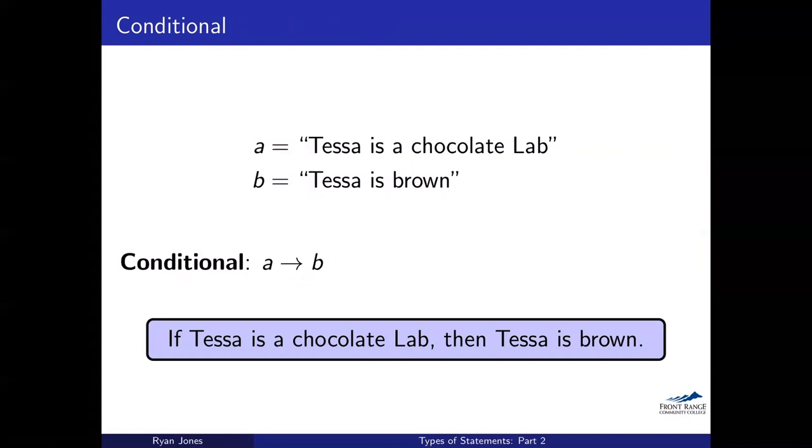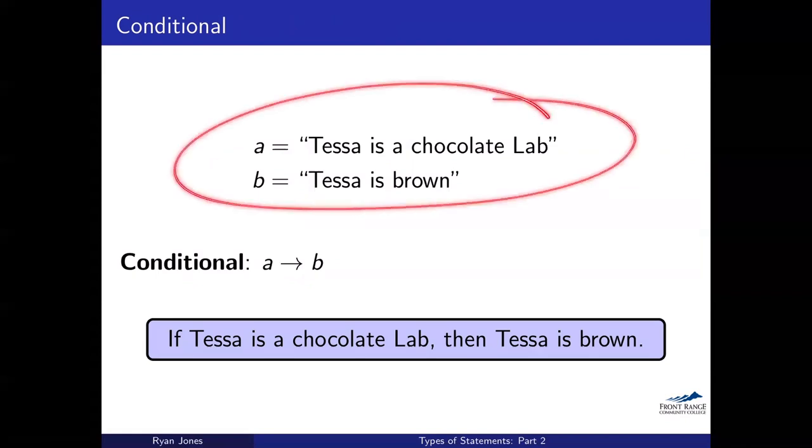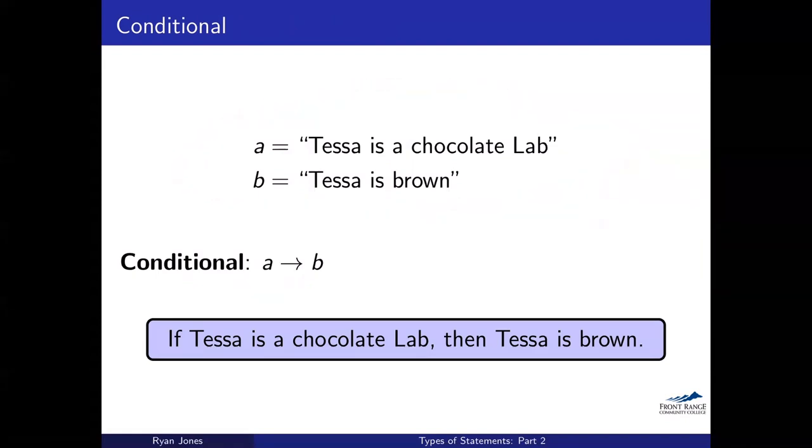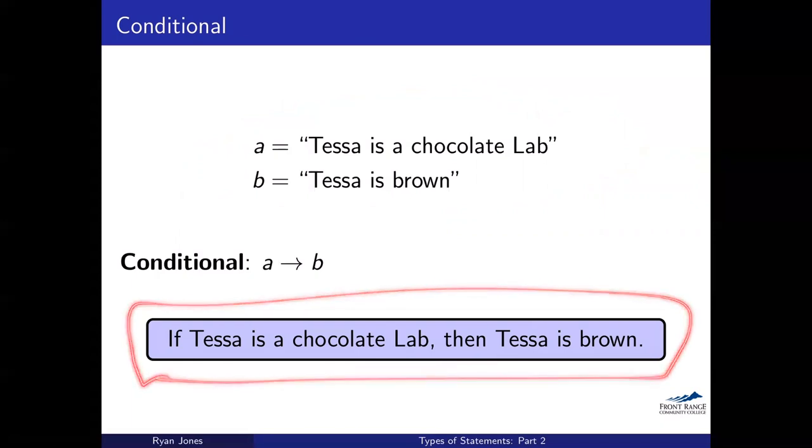If I have these statements, Tessa is a chocolate lab and Tessa is brown. That's my A and B. So if I say, hey, write down the conditional, you're going to say, if Tessa is a chocolate lab, then Tessa is brown. Boom. I don't really care whether or not Tessa is actually a chocolate lab or whether or not Tessa is even brown, but this is just the statement that is the conditional.